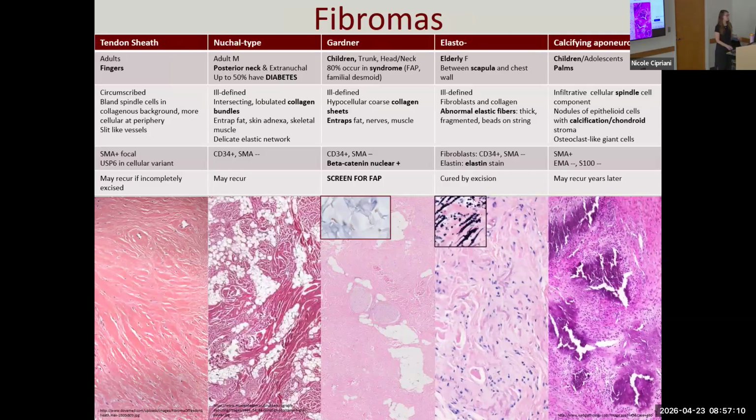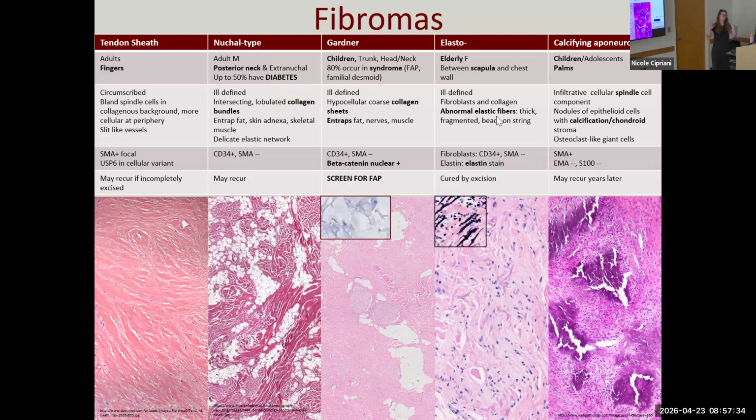Fibromas are either fibroma of tendon sheath, right? Distal digits of adults, sometimes USP6. Nuchal type fibroma, right, in diabetics with these very, very thick collagen bundles. Gardner fibroma entraps adjacent structures like nerve or skin adnexa, and throw your beta-catenin on there and screen for FAP.